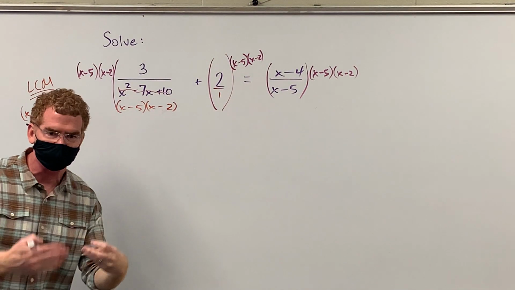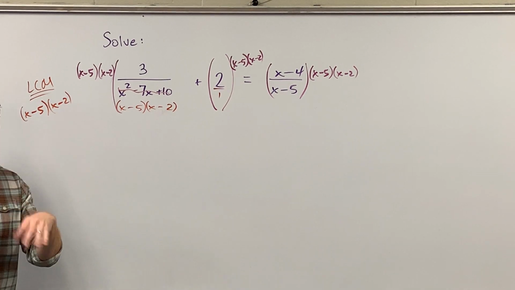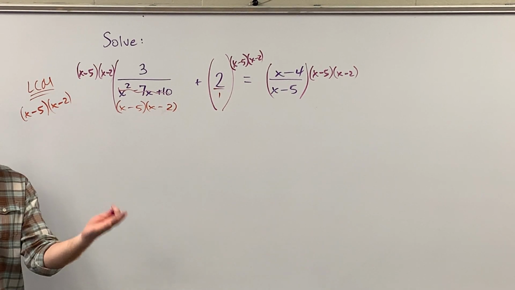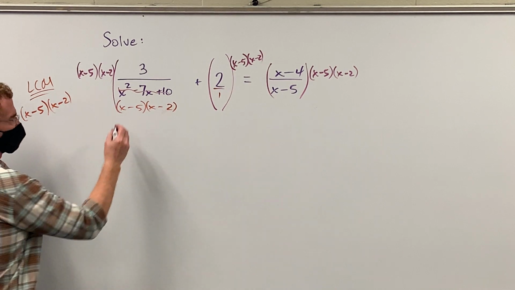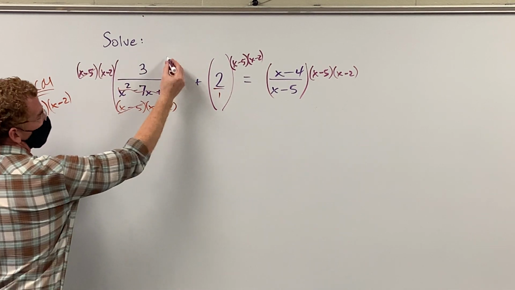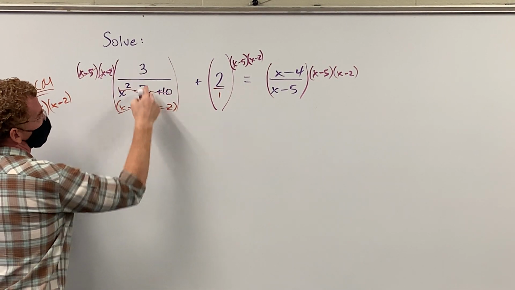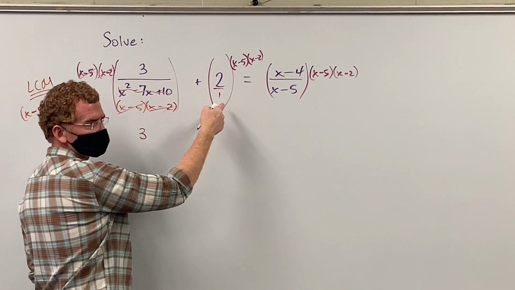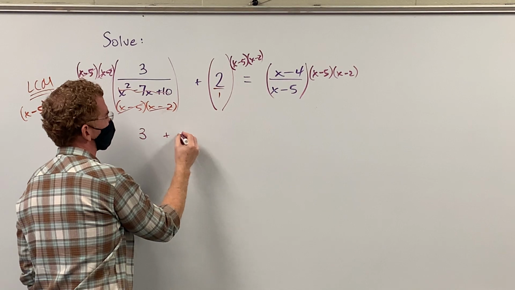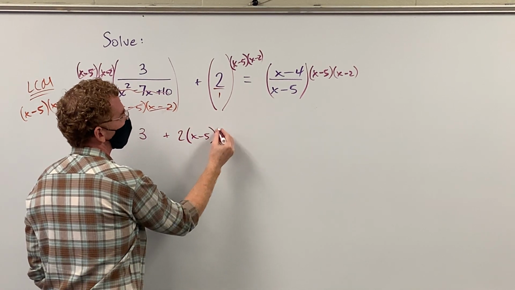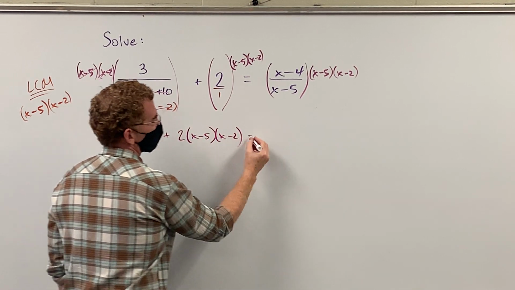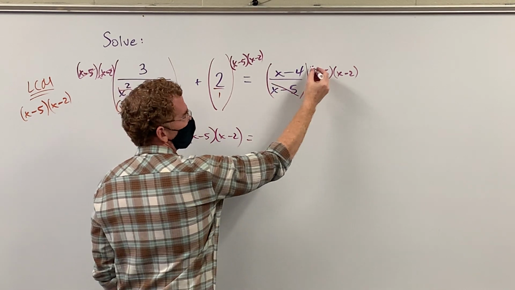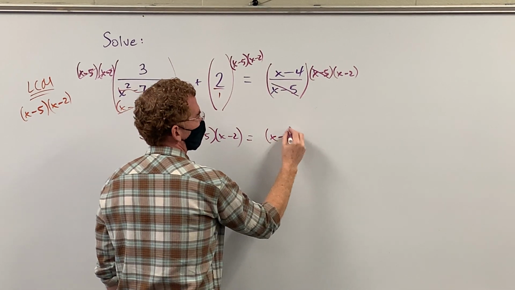Why did you do this in the first place? To cancel out denominators, because I'm allowed to do that on an equation, right? What cancels here? All of it. All of that, right? And all of that, leaving me just a 3. What cancels here? Nothing. Bring down the 2, the x minus 5, and the x minus 2. What cancels here? X minus 5. Bring down the x minus 4 and the x minus 2.